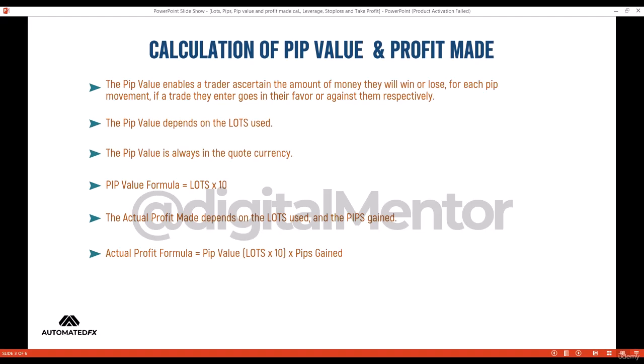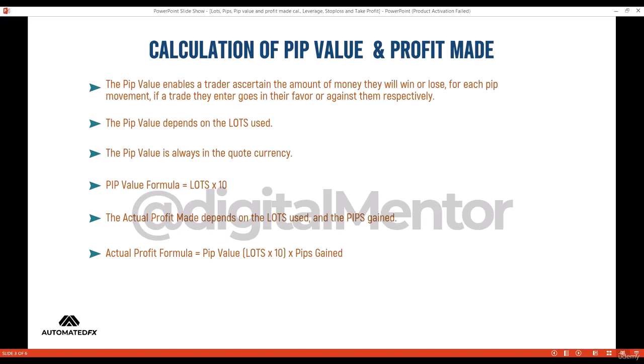Okay, so the pip value is always in the quote currency, and there's a formula for calculating the pip value, which is lots times 10. We're going to look at an example later on, and we're going to learn how to calculate the pip value and how to calculate the profit we make from a trade, even if it moves more than one pip.